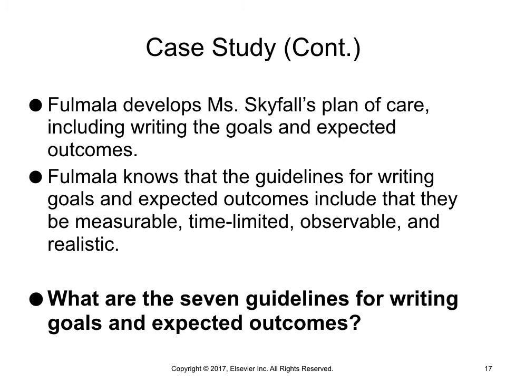Case study continued. Pamela develops Ms. Skyfall's plan of care, including writing the goals and expected outcomes. Pamela knows that the guidelines for writing goals and expected outcomes include that they be measurable, time-limited, observable, and realistic. Question: what are the 7 guidelines for writing goals and expected outcomes?